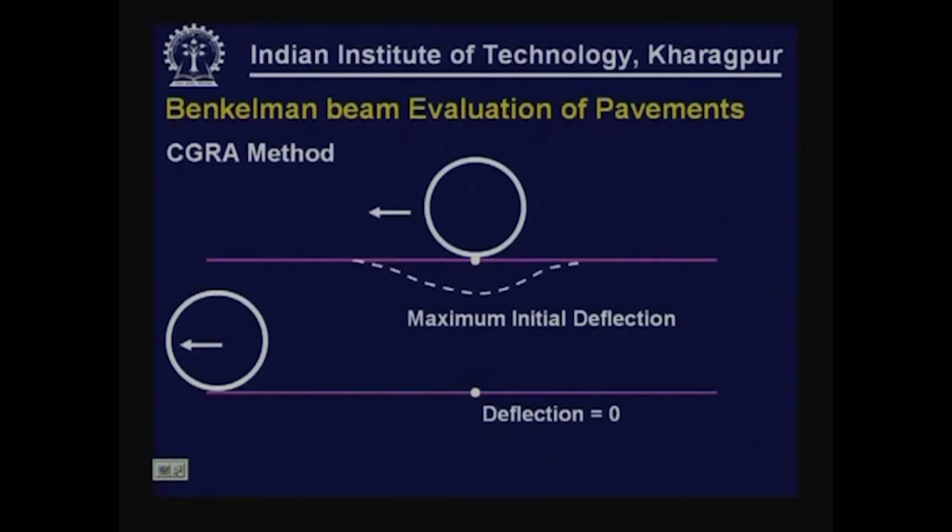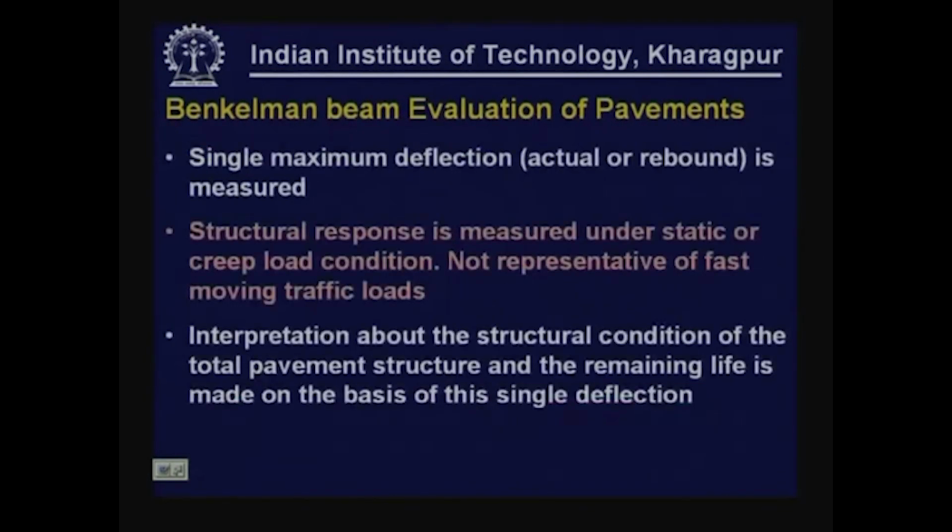When you remove the load away from the point, deflection theoretically has to become 0, and the difference is the rebound deflection. What we get from Benkelman beam evaluation of pavements is one single maximum deflection, either the actual deflection in the case of the Washoe road test procedure, or the rebound deflection in the case of the CGRA procedure.